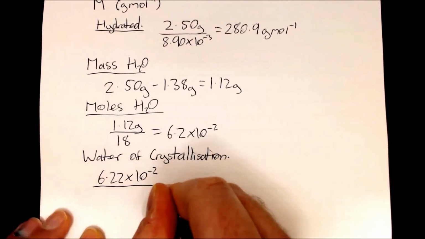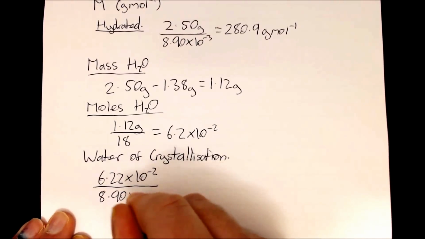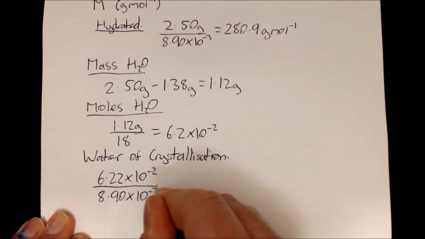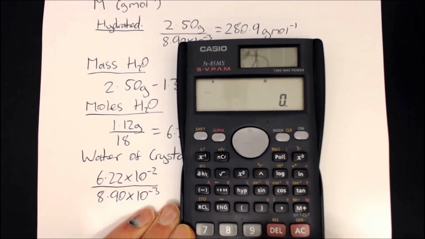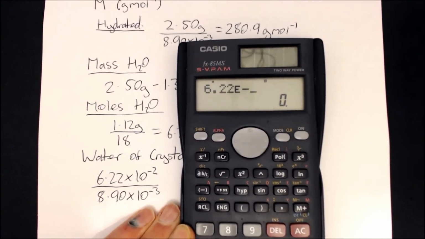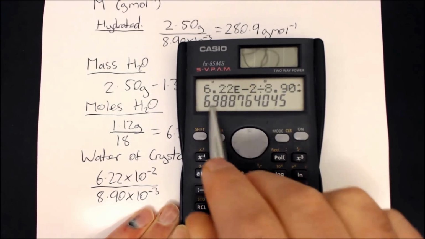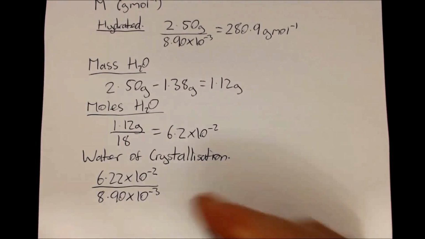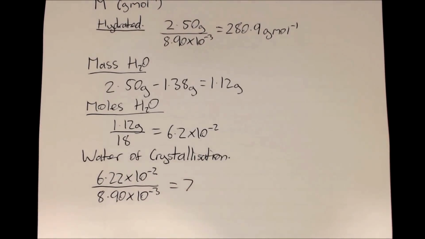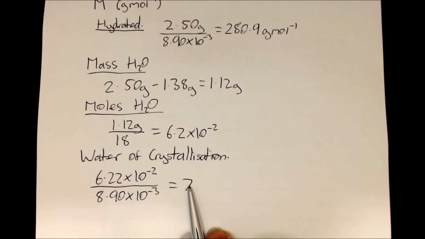We can divide that by 8.90 times 10 to the minus 3. And then if we bring our calculator over, put that in there, 6.22 times 10 to the minus 2, divide that by 8.90 times 10 to the minus 3. And that's going to give us 6.98, which we can round to 7. So put 7 there. Right, so now we know that actually this nickel complex has 7 H2O attached to it.